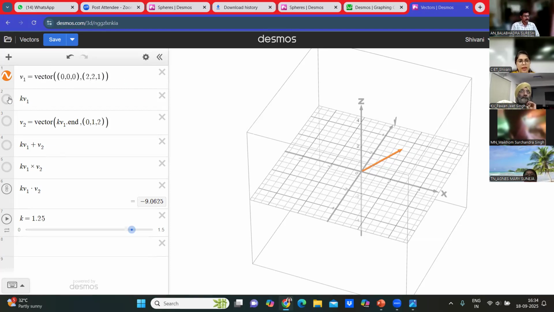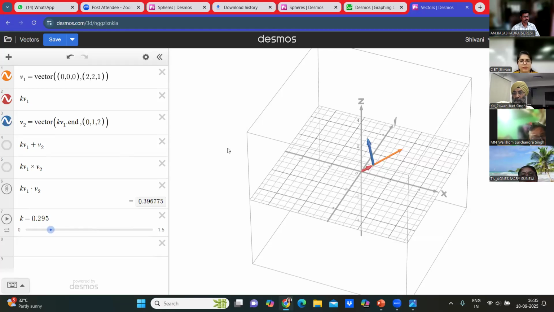Now K times V1. What is the impact of K? We see that if K is less than 1, then the vector is decreasing. When K is greater than 1, it is increasing. So we can see the impact of K also. When K is decreasing, the vector decreases, and the red line represents K. So this is the impact of K.